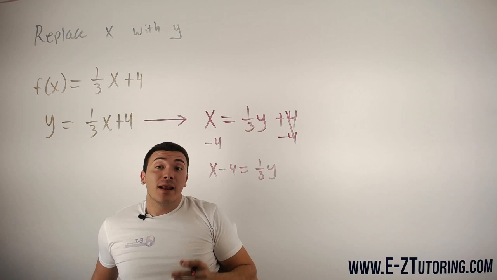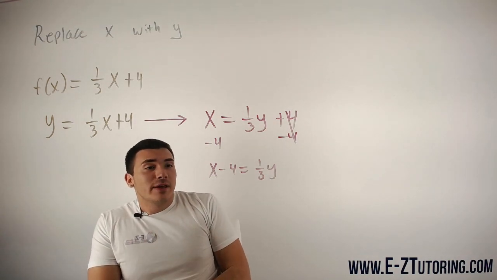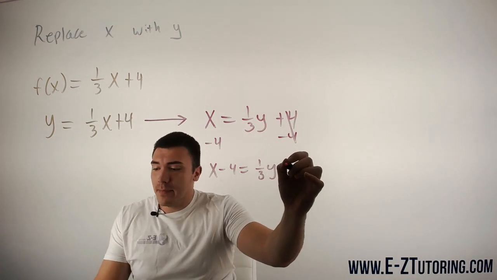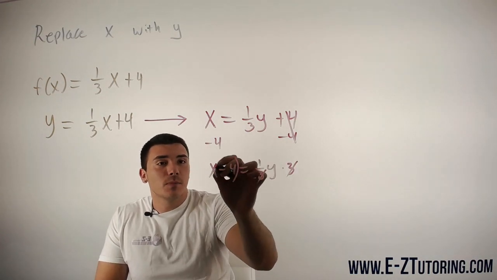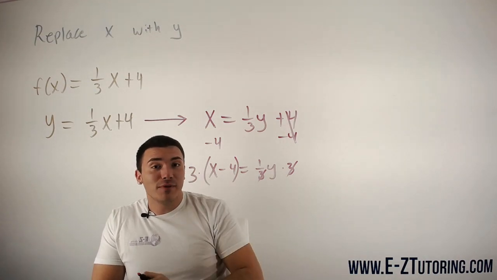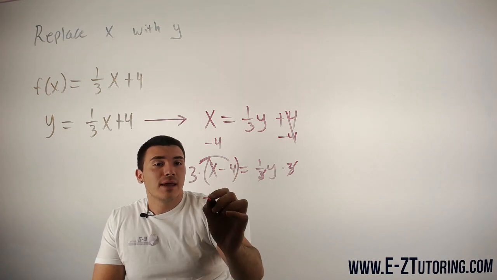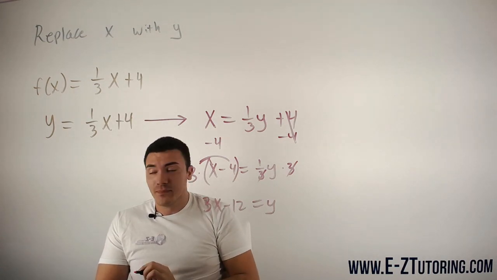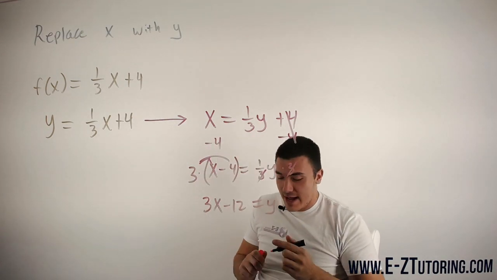Then after we do that, all we got to do is get rid of the 1/3 in front of the y so that we can get y completely by itself. So we'll multiply by a 3 on each side. 3's cross out, multiply by a 3 here as well. You got to make sure to multiply to everything. So we distribute this and we get 3x minus 12 equals y. So just like that, we have completely solved for y.